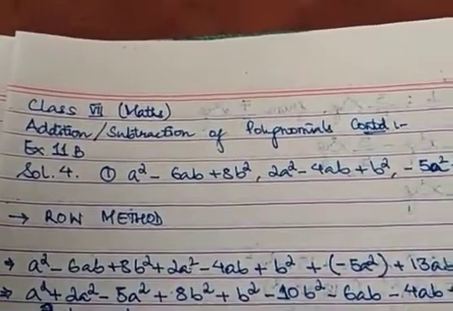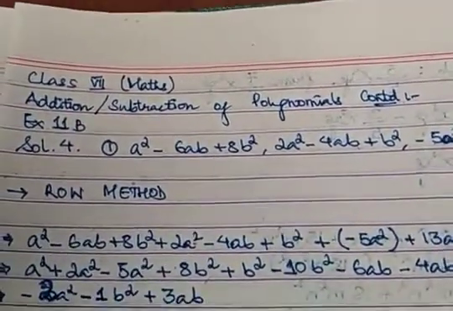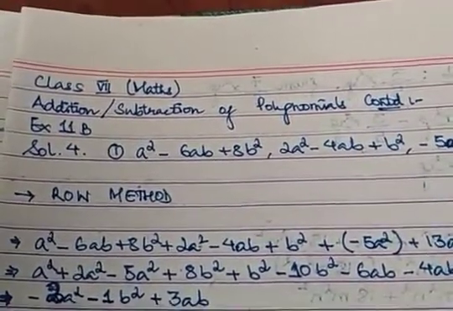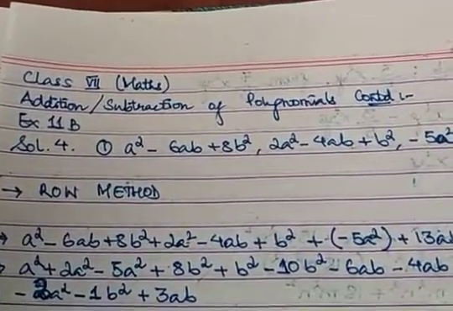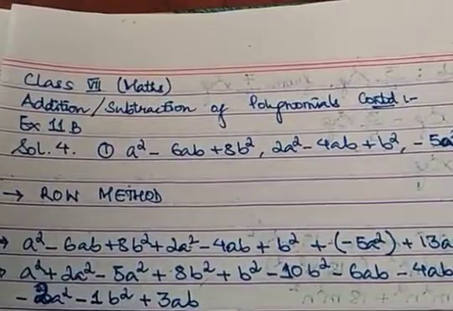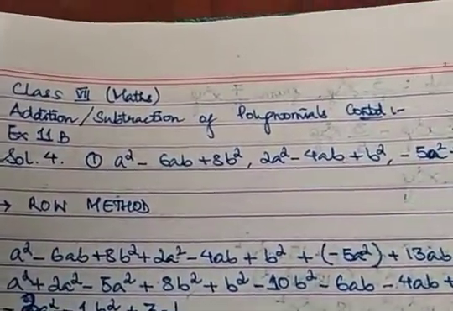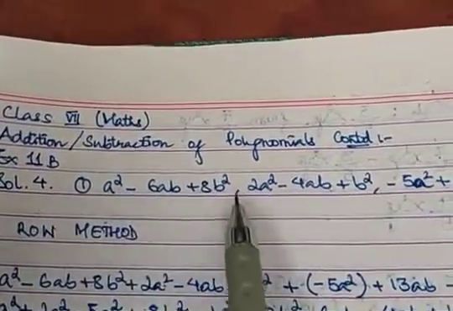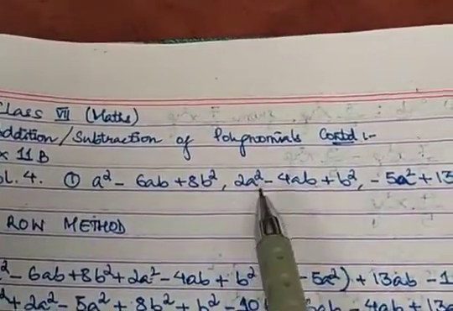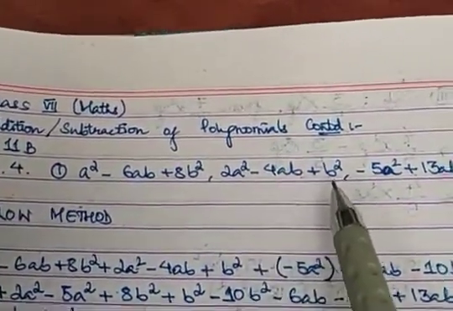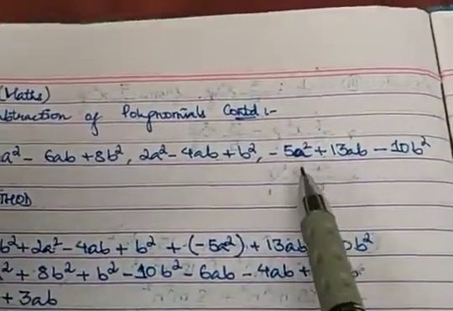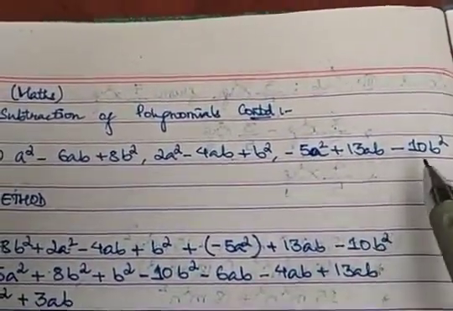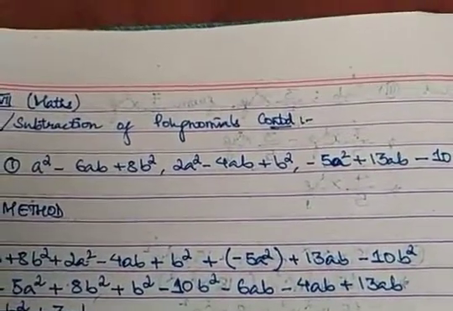Okay, so exercise 11b, question number 4. In this one we are given the addition of trinomials. The first trinomial is a square minus 6ab plus 8b square, the second trinomial is 2a square minus 4ab plus b square, and the third trinomial is minus 5a square plus 13ab minus 10b square. So we need to add up the trinomials.